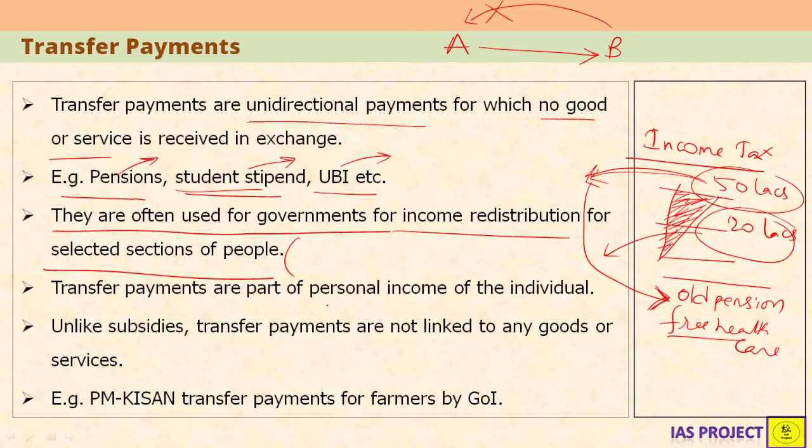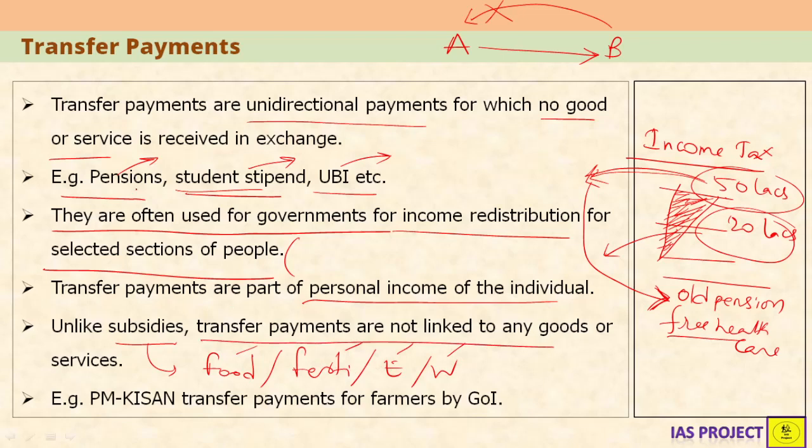Transfer payments are part of personal income of the individual. So this is the main difference between transfer payments and subsidies. Subsidies are often linked to goods and services. We have seen that food subsidy is linked to food, fertilizer subsidy is linked to fertilizer, electricity subsidy, water subsidy, and all the subsidies are linked to particular goods or even services also. But transfer payments are not linked to any goods and services.